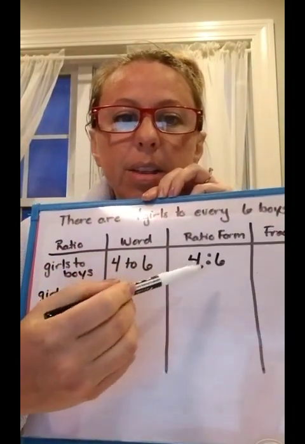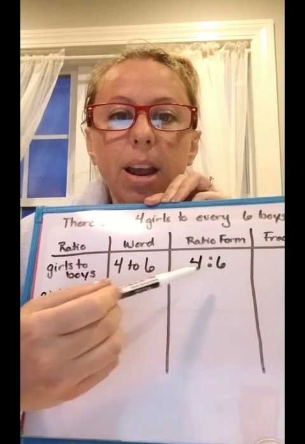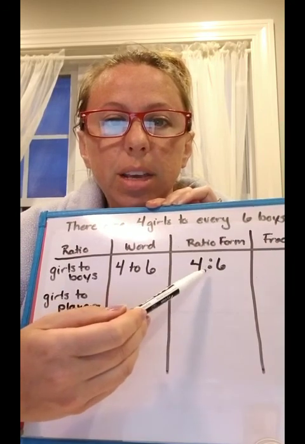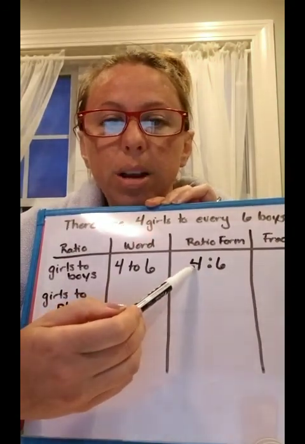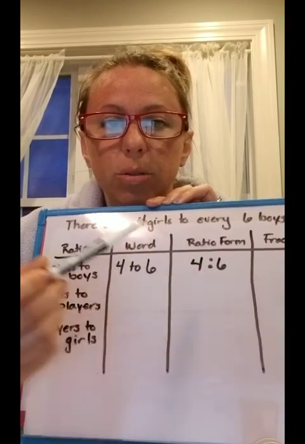4 to 6. Now this has to do with ratio form, okay? This little symbol right there is taking the place of the word to. Anytime you see that, you know that they're comparing 2 numbers together, okay? So this ratio is 4 to 6. Even though it doesn't have the word to, that still means to, okay?